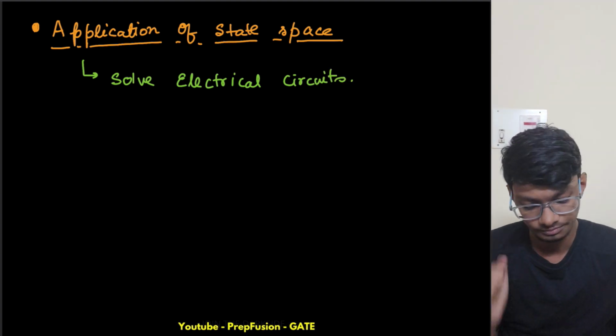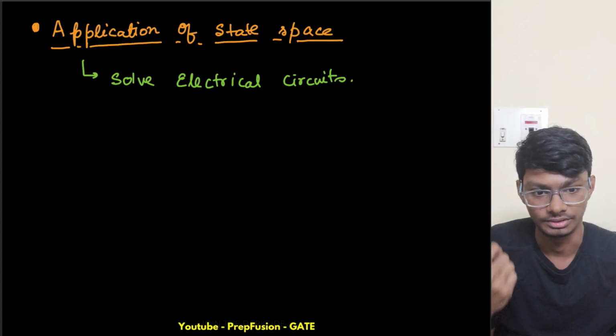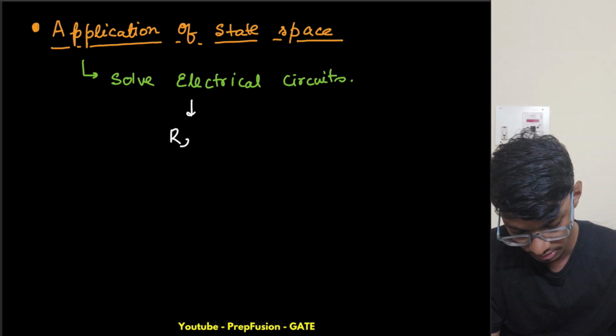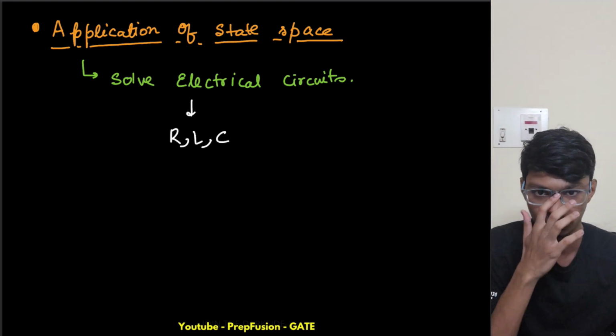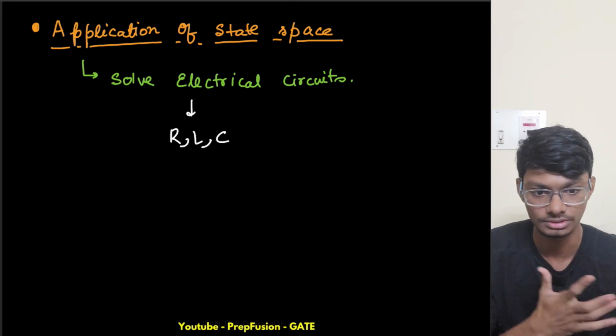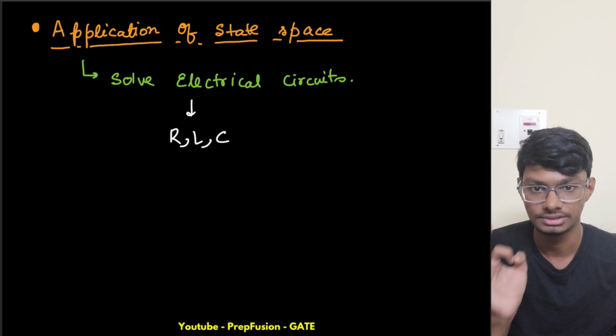Now, what are the electrical components? Mainly, we'll be concerned with electrical circuits which have only R, L and C. We will not be concerned with other non-linear components such as op-amp and diode. We'll be strictly concerned with resistor, inductor and capacitor.